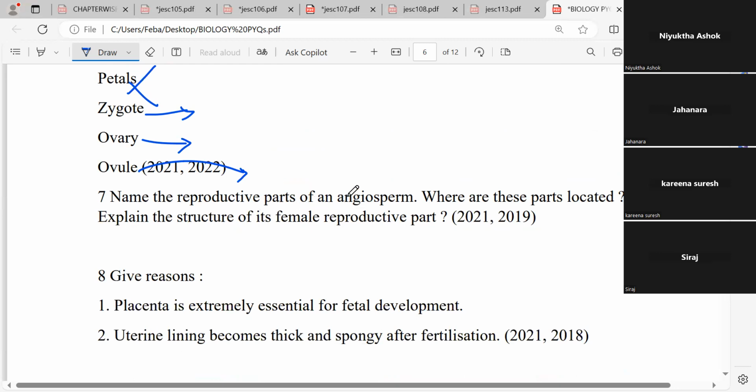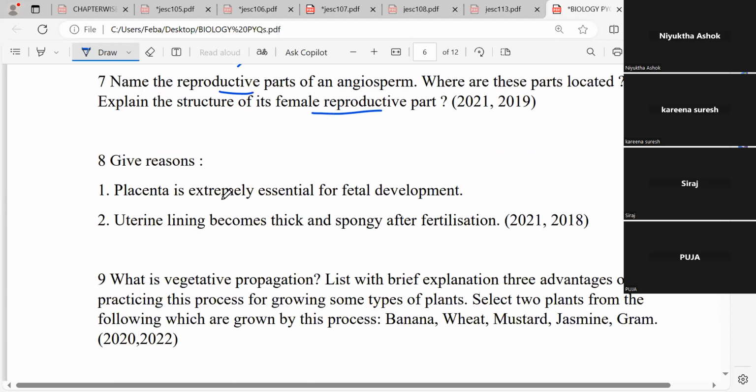And the reproductive part of an angiosperm is flower, right? Yes, flower is the reproductive part. Where are these parts located on the plant? Now explain the structure of the female reproductive part. Reproductive parts are the pistil and the stamen. Okay. Now it's located on the flower, and explain the structure of the female reproductive part. Pistil has got stigma, style, and ovary. Explain it. Okay. Now give reason.